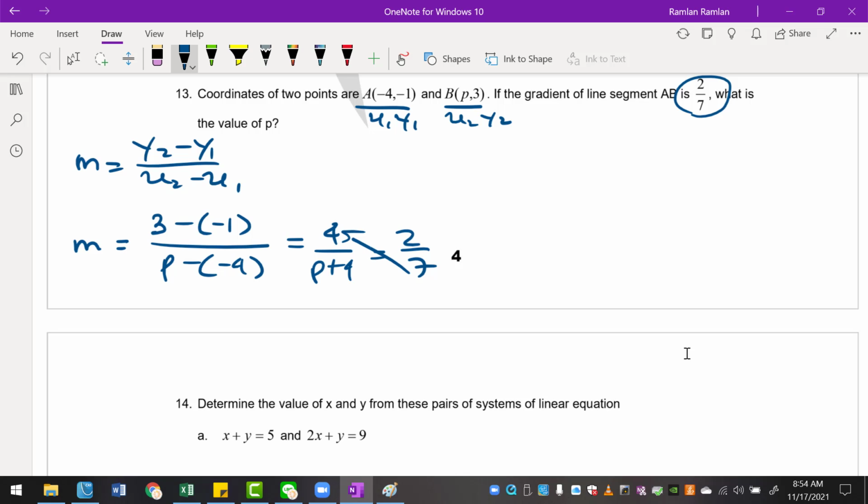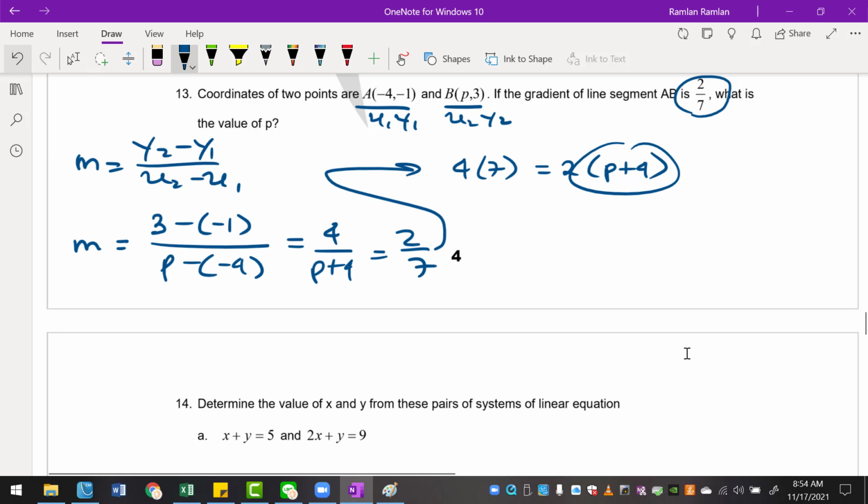So the 7 goes there, and P plus 4 goes that way, okay? So if we do that, we get 4 times 7. Okay, remember that this is a multiplication, right? Equals 2 multiplied by (p plus 4). Remember that you need to put brackets, yeah? If you have more than one term, it is very, very important to put brackets.